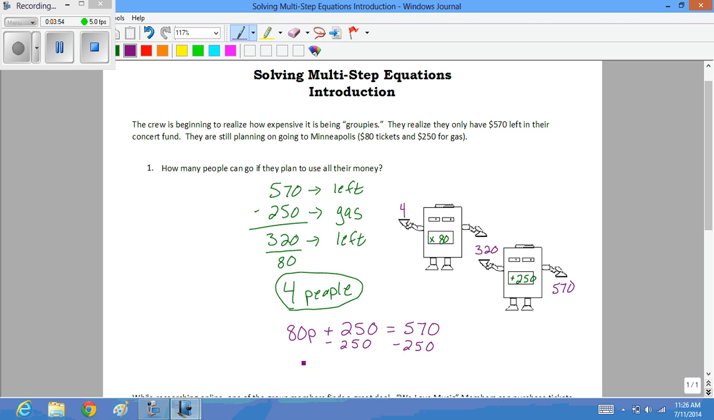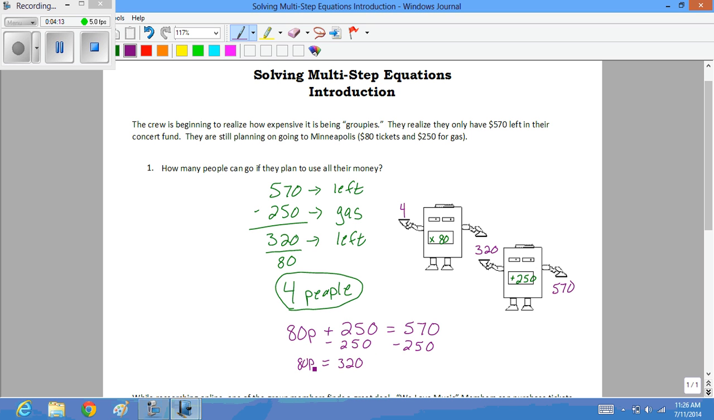I still have an 80 times P. I actually undid this, and that was my whole goal. It was to get rid of that because positive 250 minus 250 is 0. And I'm not going to put that in there. I'm just going to know that that's 0. 570 minus 250, we decided was 320.